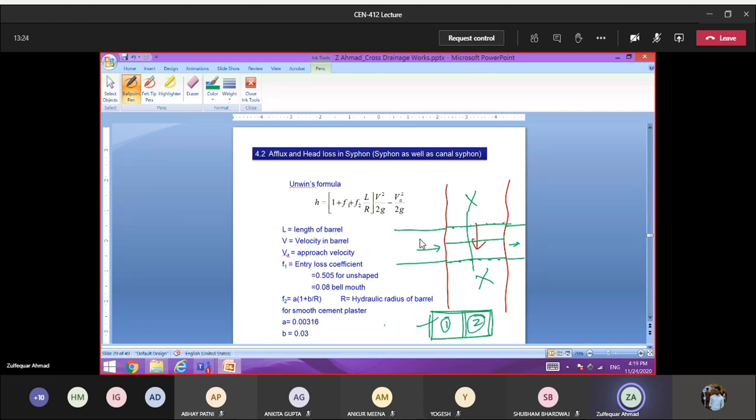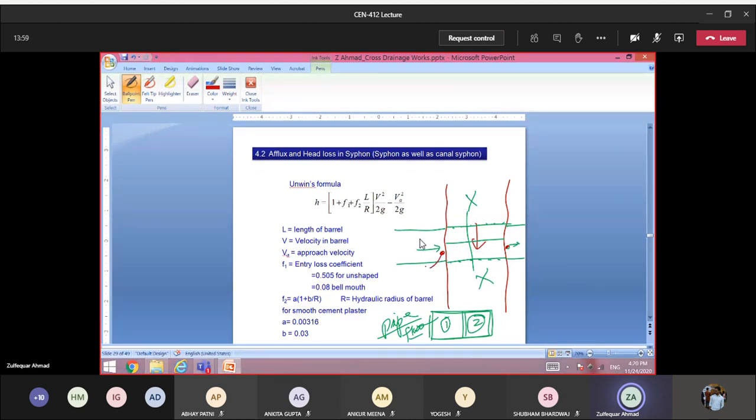So here the flow is a pipe flow, because this is pressurized. This flow is a pipe flow. Then we have to calculate how much the loss will be here. At this point in the barrel, this is the downstream, and this is the upstream, right? So once the water is entering, you have the entry loss.